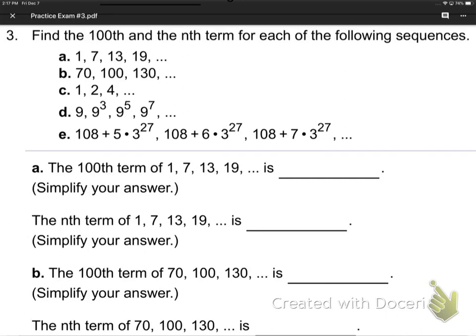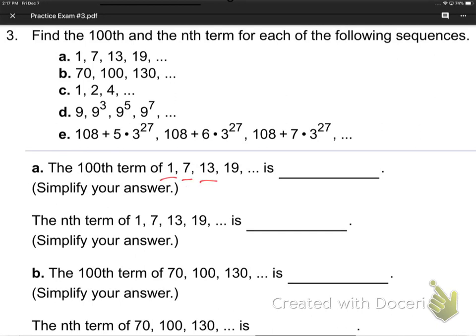The actual test today, so it's fresh in my mind, the real test questions are super similar. So master these. All right. Find the 100th and the nth term for each of these. Let's start with part A here.